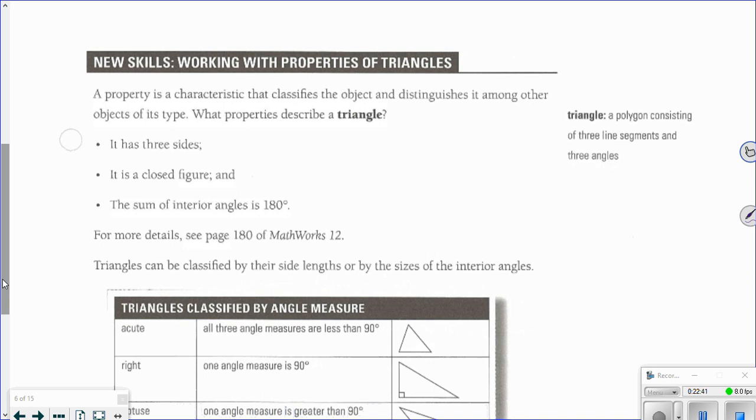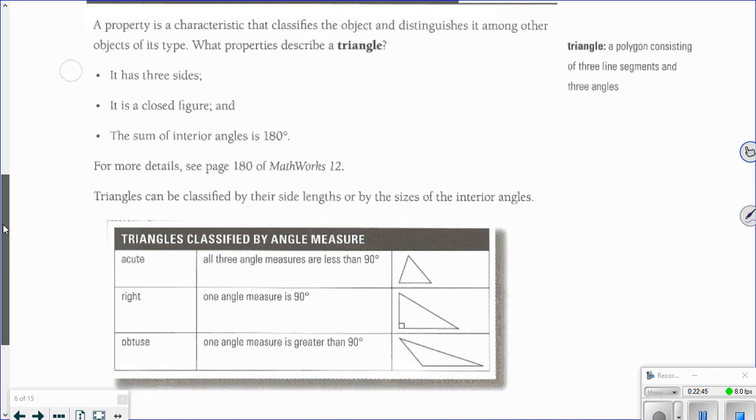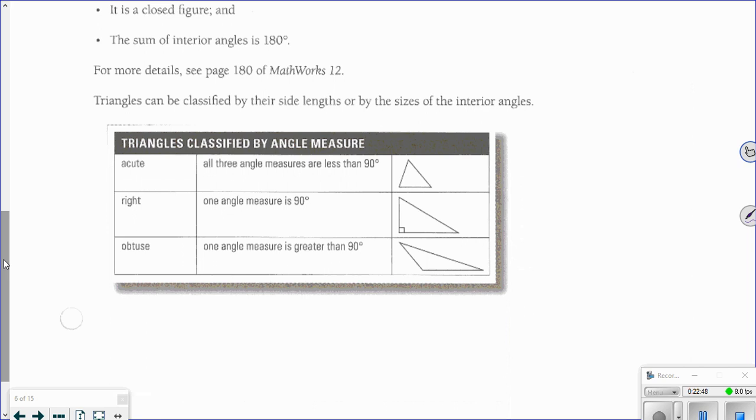We can further classify triangles, though, based on their side lengths or by the sizes of their interior angles. If we're talking about their angles, there are three different types of triangles. There's an acute triangle, where all three angles are less than 90 degrees. There's a right triangle, where it has one 90-degree angle. And there's an obtuse triangle, where one angle measure is greater than 90 degrees. You need to know these, and you need to know how to draw them and remember which is which.